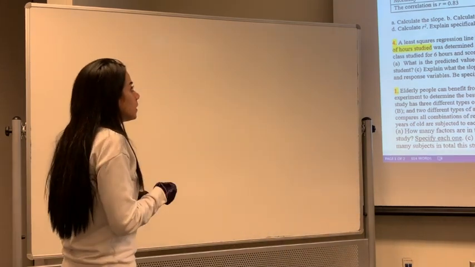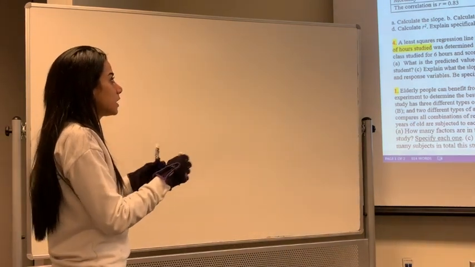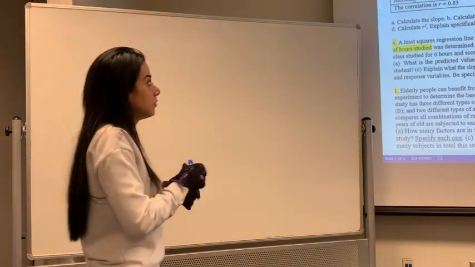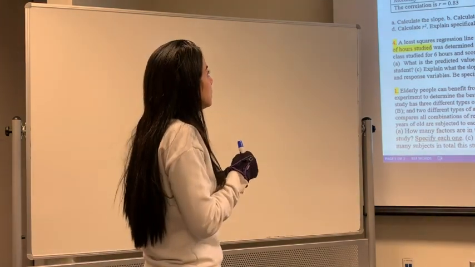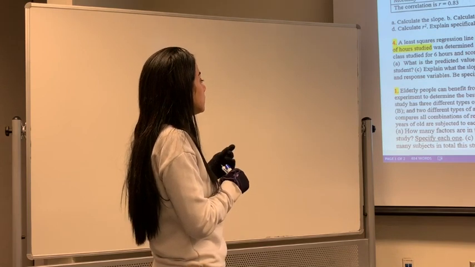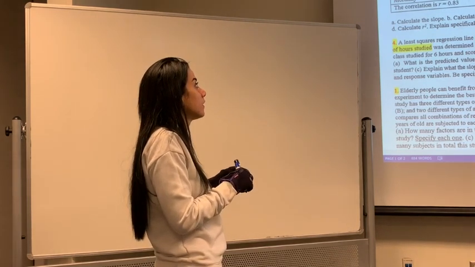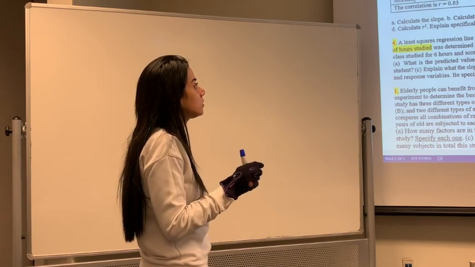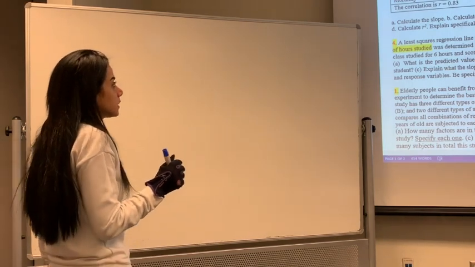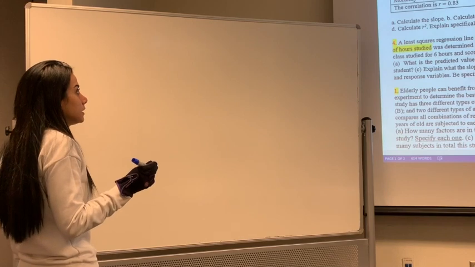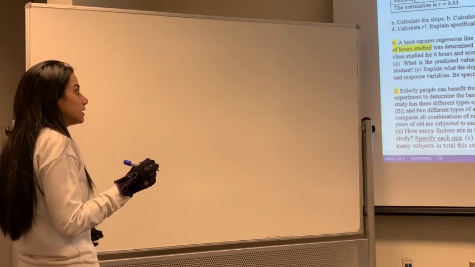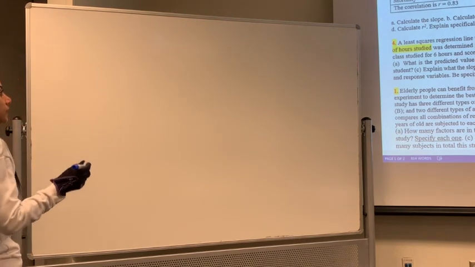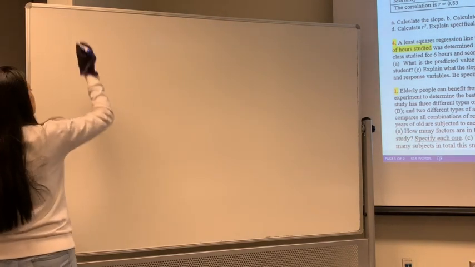Okay, it says to model the relationship between smoking and lung cancer mortality, government statisticians in England conducted a study of 25 occupational groups. In parts A through D, use the summary statistics below to find the equation of the least squares regression line for predicting the mortality rate from the smoking rate.